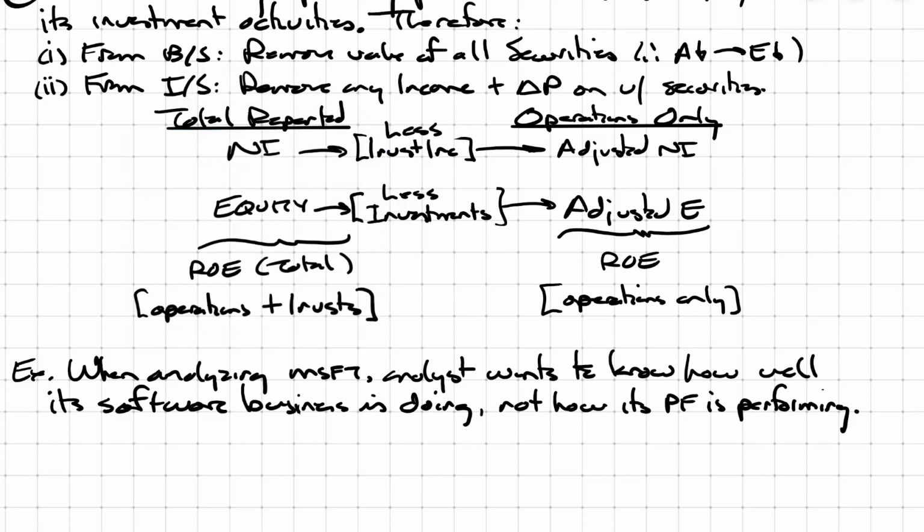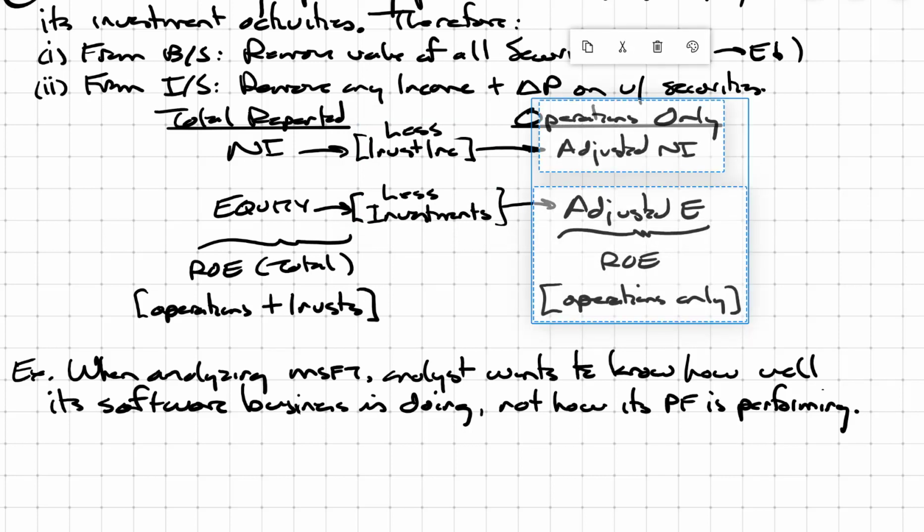So what the analyst would do is remove any investment income from the income statement and remove the value from your balance sheet for any of the investments. And then you would have adjusted figures. So you'd have adjusted net income and you'd have adjusted equity, and the resulting return on equity would just be reflective of the firm's operations without how their portfolio is performing.